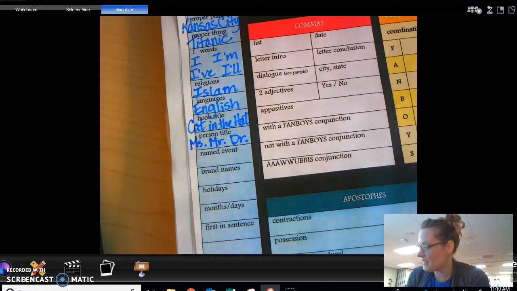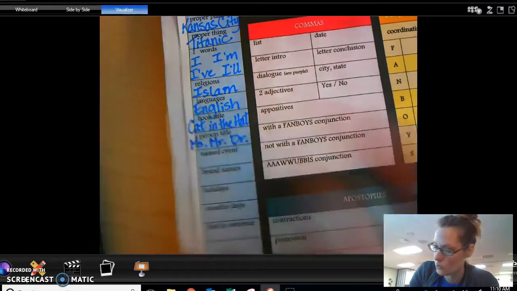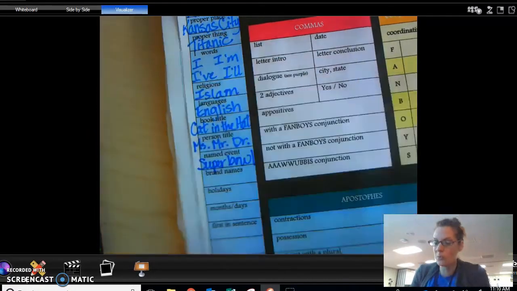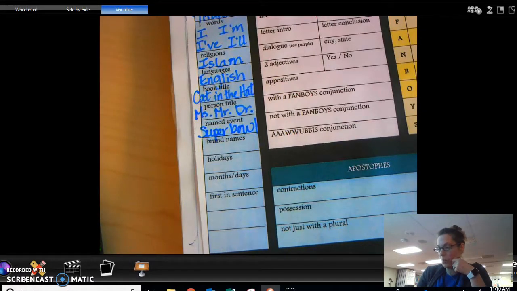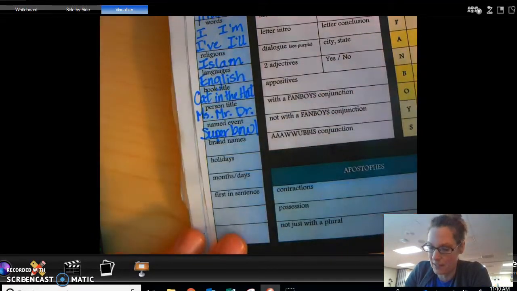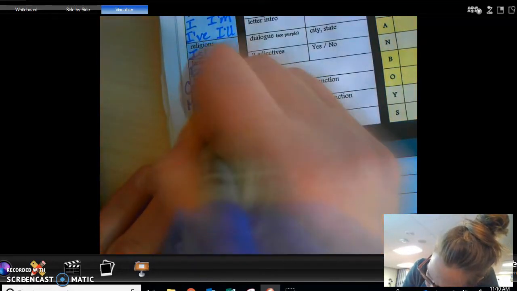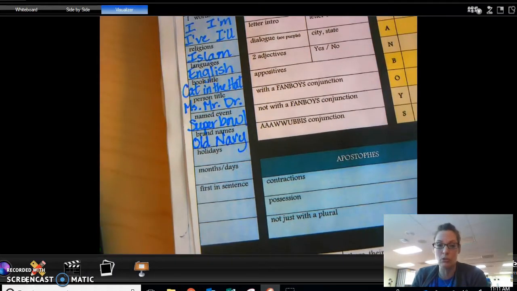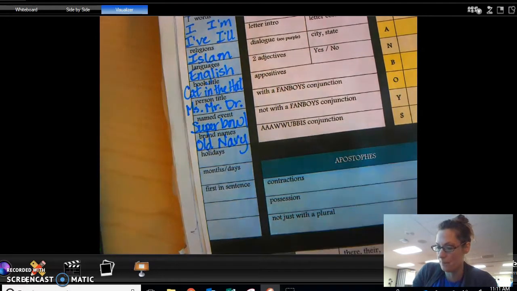A named event. Let's see, I can go with, let's do Super Bowl. I think it's one word. I don't know. So Super Bowl is one word. I'm using that as my example. You could do one of the wars, World War I, World War II, Vietnam War, etc. Those are all events that have happened. Brand names, I'm going to go with Old Navy. Again, you could use Doritos, you could do Gap, you could do, I don't even, Hy-Vee, pretty much any sort of brand name that you could get.